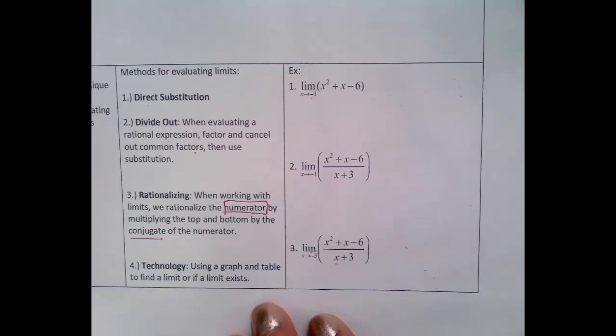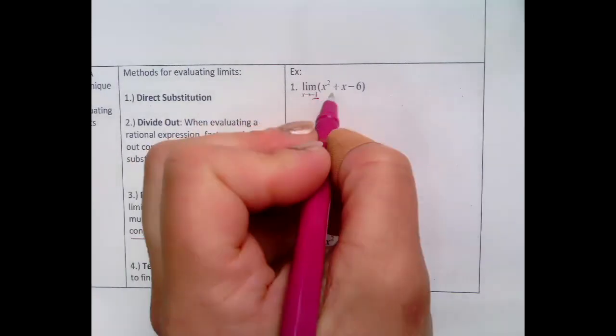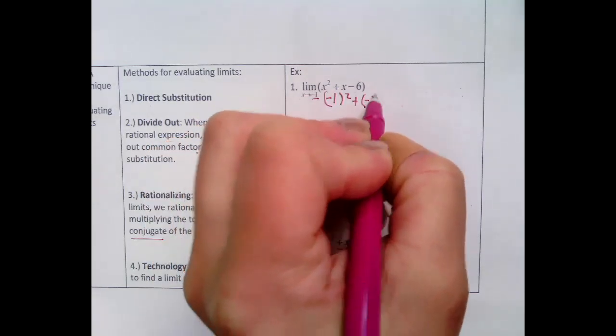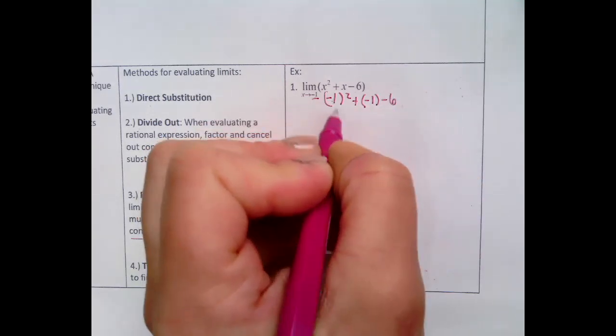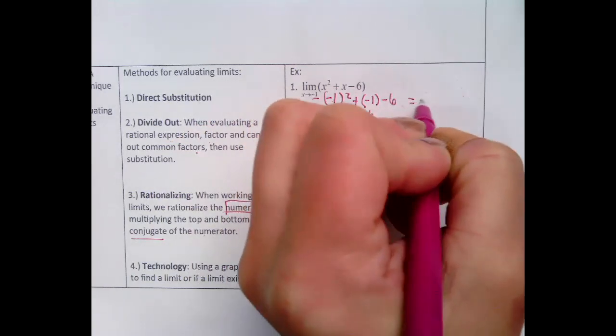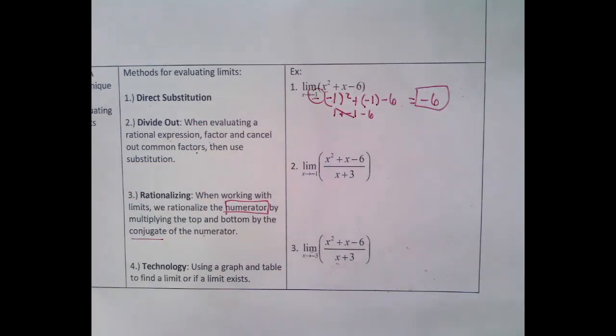Okay, so let's actually take a look at what some of these look like. So the first one is just going to be direct substitution. So I'm going to take this -1 and plug it in. So I'm going to have -1 squared plus -1 minus 6. So that's going to be 1 plus -1 minus 6. So my answer, my limit, as x approaches -1 is going to be -6.